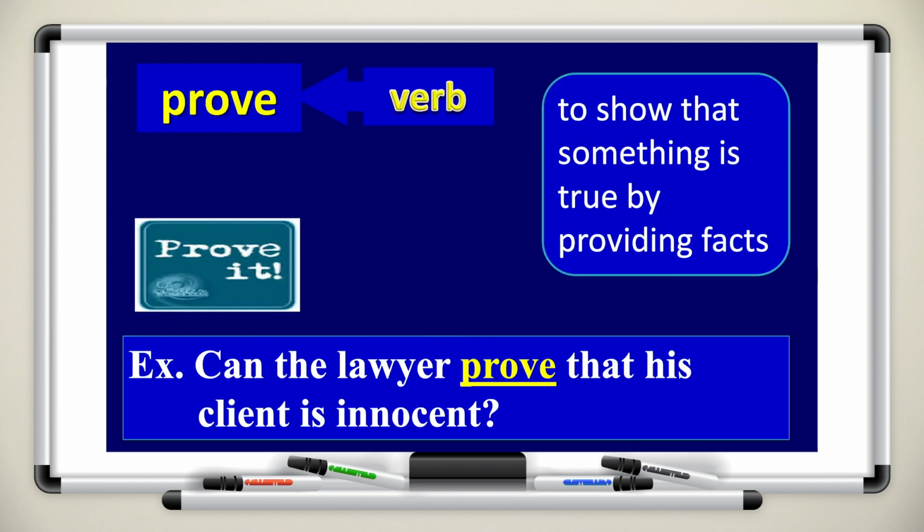Prove. Prove is a verb. It means to show that something is true by providing facts. Example, can the lawyer prove that his client is innocent?